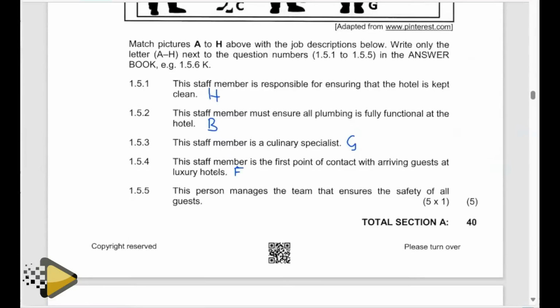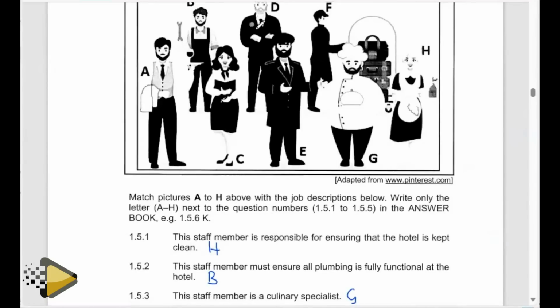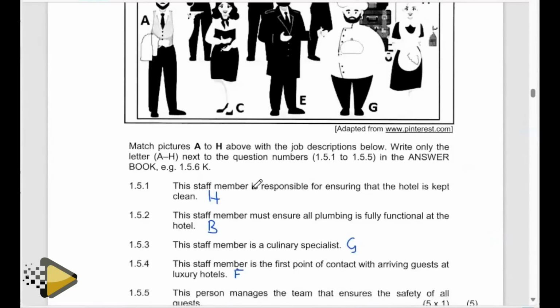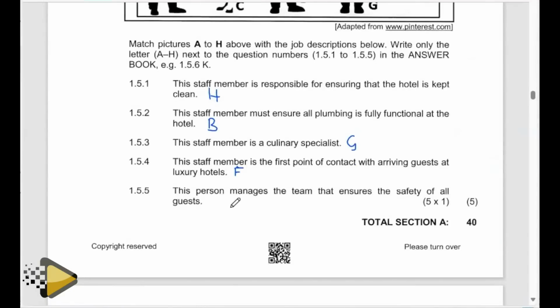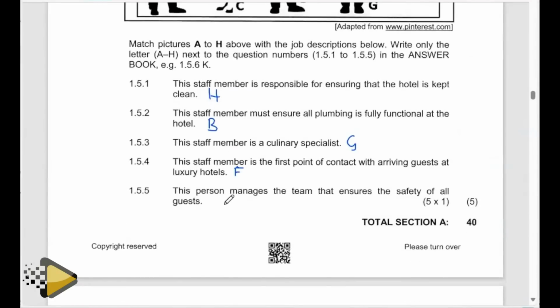Then the next one, 1.5.5, this person manages the team that ensures the safety of all guests. So this is done by a safety officer. In this case, the safety officer is the one in D. You can also see the way he's dressed and also those decorations on his jacket. So he's known as a safety officer. A safety officer is represented by the letter D.